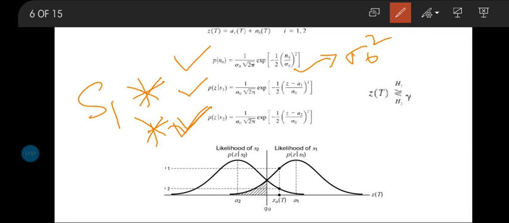This is how we calculate things, and depending on these probability expressions, we have the probability density curves, or likelihood curves, represented here. These are the conditional probability density function curves for the likelihood of S1 and the likelihood of S2.